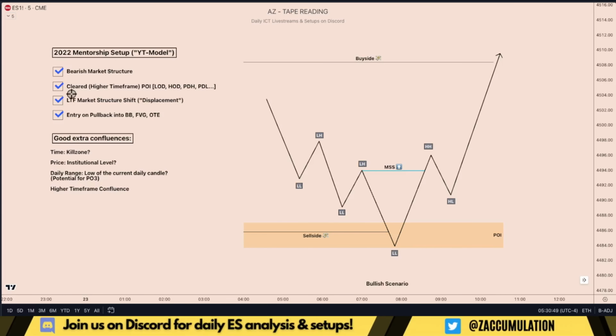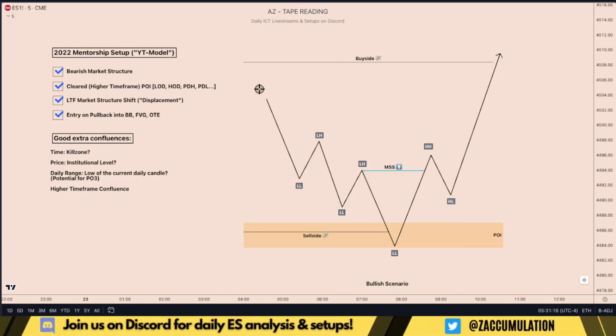So I created this little checklist and I really try to keep it short, because all we really need is bearish market structure, a cleared point of interest, could be a low of day, high of day, previous day's high, previous day's low, equal low sell side, equal high buy side, whatever. And then we need a lower time frame market structure shift or a displacement leg, this one right here, and then we enter on the pullback.